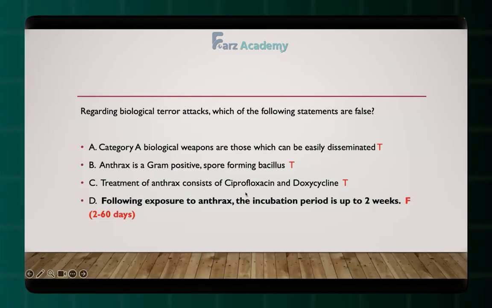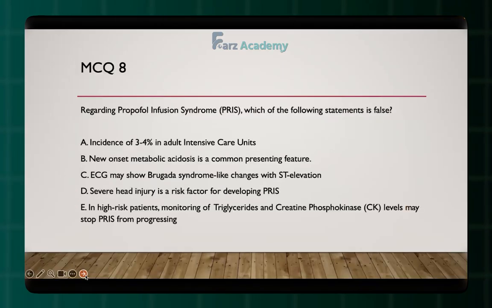Category A biological weapons are those which can be easily disseminated is true. Anthrax is a gram-positive spore-forming bacillus. That's again true. And treatment consists of ciprofloxacin and doxycycline. That's also true. And following exposure to anthrax, the incubation period is up to 2 weeks. That is false. It's 2 to 60 days. So the answer is D. Moving on to the next one.